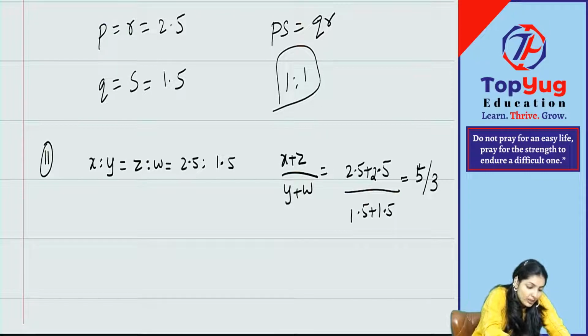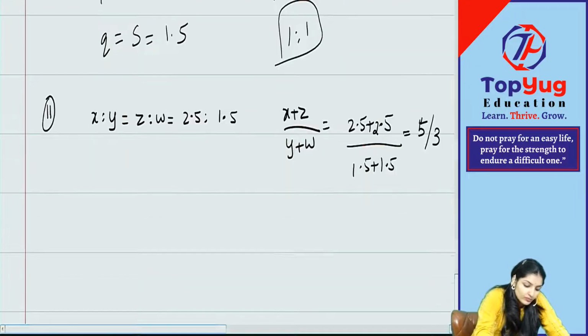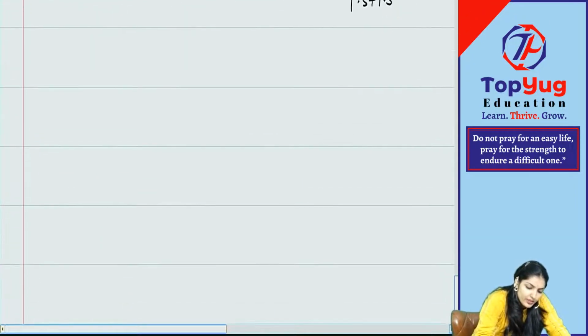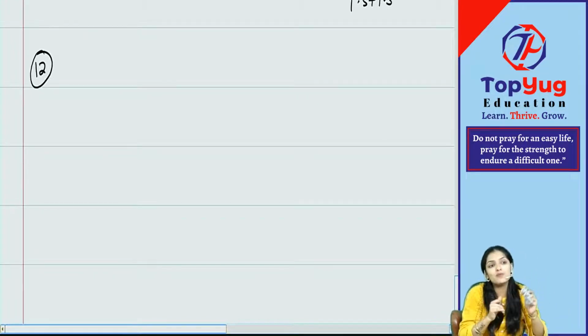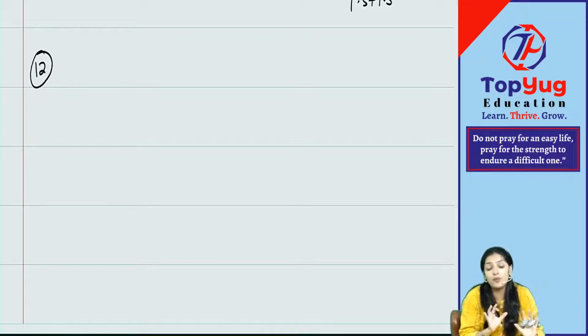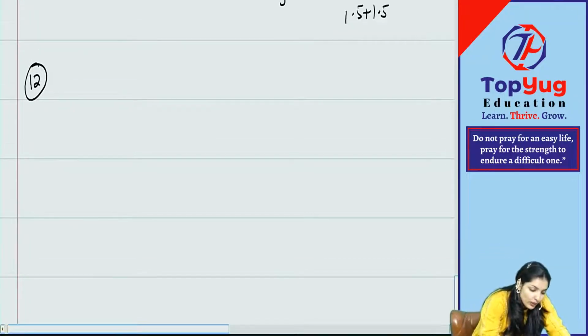We are having 30 problems. We'll do it, don't worry, we'll complete it today. See here, in mathematics if you are thorough with the base, you can do the problems. You have to be very much thorough with the base. Now the 12th one, 5x minus 3y. What happened to this? In 1 minute.